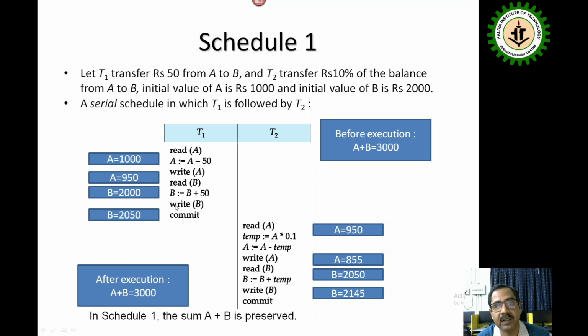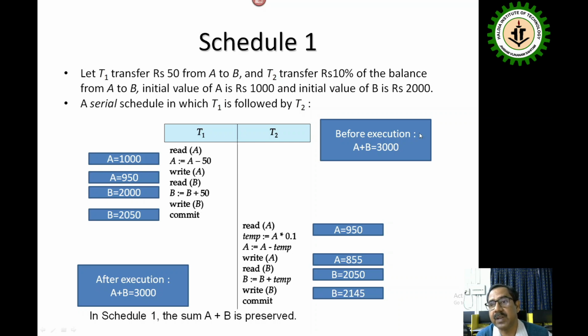T1 modifies the data item B, the balance of B. The balance of B is now 2050. So when T2 reads the data item B, that is 2050. After computational steps, T2 performs write operations on data item B, and that is B equals to 2145. So the final value of data item A is 855. The final value of data item B is 2145.